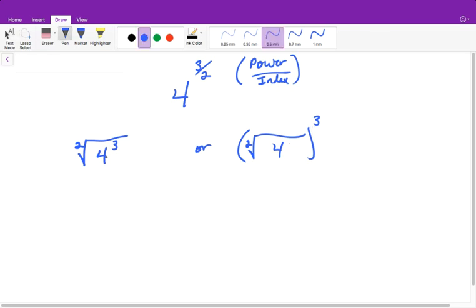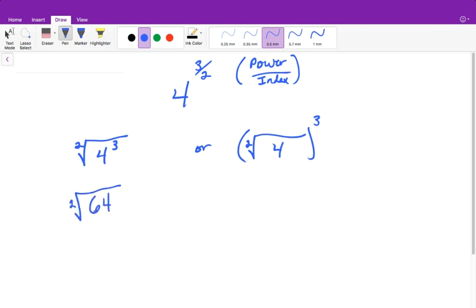This here, the first thing that we would have to do based on our order of operations is we would need to go ahead and do 4 raised to the 3rd power first. So then we would have the square root, and 4 raised to the 3rd power is 64. So the square root of 64 is equal to 8. So writing it this way is telling us that we want to do the power first.